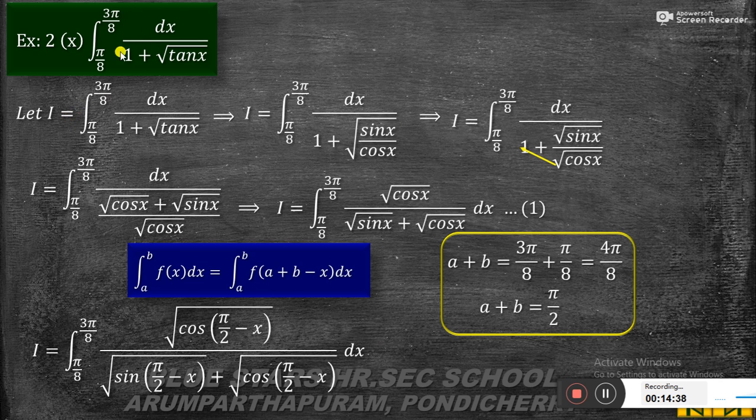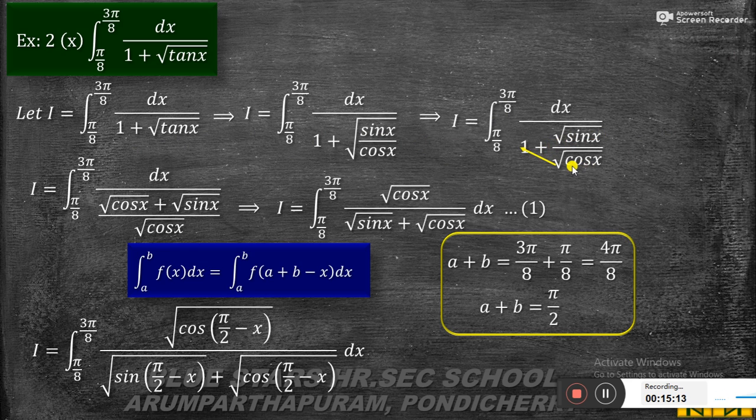I take the given integral as I equal to integral pi by 8 to 3 pi by 8 dx by 1 plus square root of tan x. In the next step I write I equal to integral pi by 8 to 3 pi by 8 dx by 1 plus square root of sin x by cos x. Next, split the square root in the numerator and denominator separately: 1 plus square root of sin x by square root of cos x.